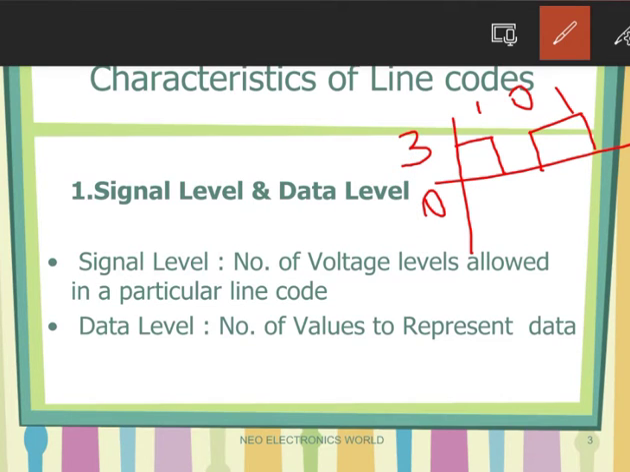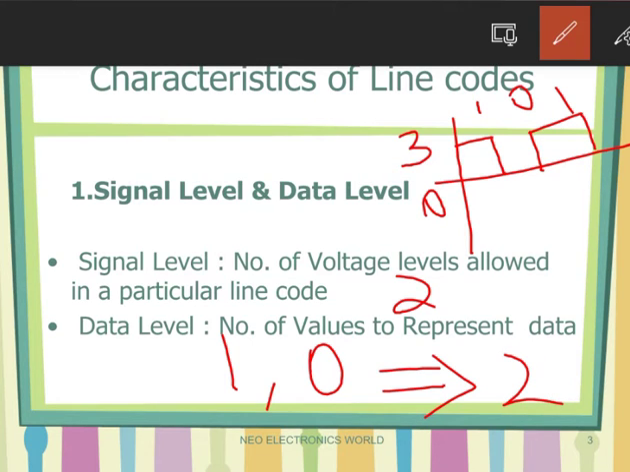Let's think that this graph has a signal level of 2. It has two signal levels, because for indicating 1 it needs 3 volts, and for indicating 0 it needs 0 volts. So the number of signal levels required here is 2. And data level is the number of values used to represent data. Here we use only 1 and 0 for representing the data, so the data levels are 2. So there are 2 data levels as well as 2 signal levels.